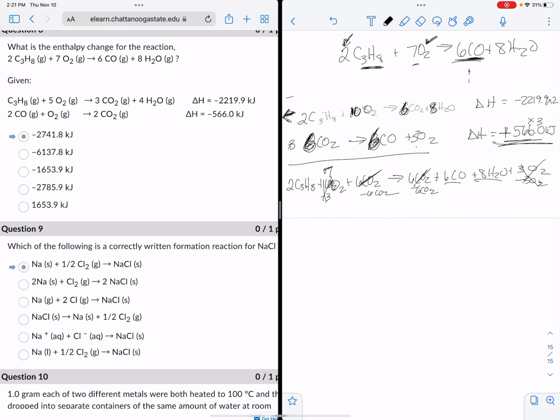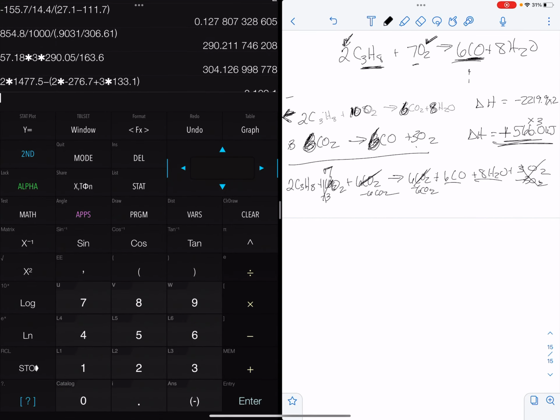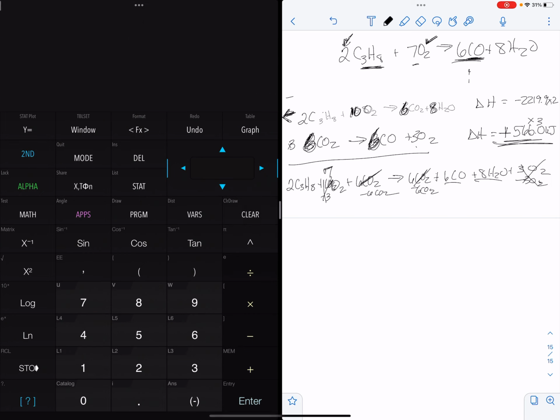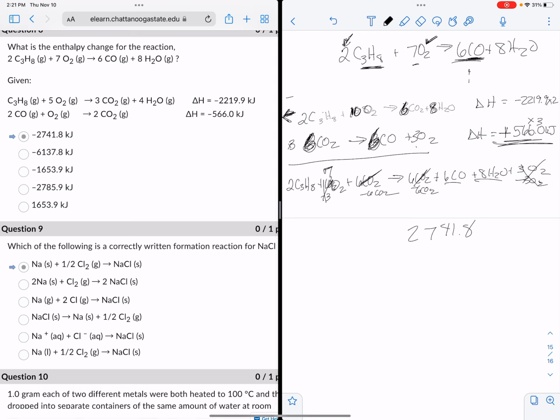So that should say that if I put that in my calculator, I should be good to go. So I'm going to double check. I have it being negative 2219.9 times 2 plus 566 times 3. 2741.8. Let's just quadruple check that that one is the answer.